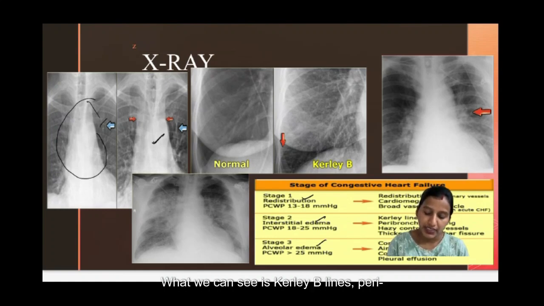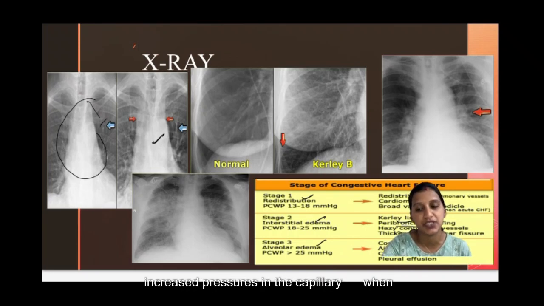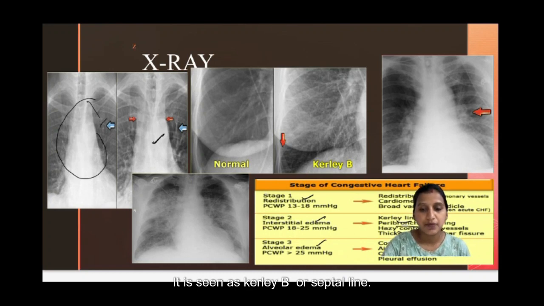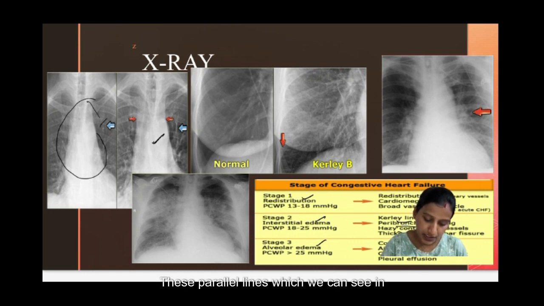In stage 2, what we can see is curly B lines, peribronchial cuffing, hazy contour of the vessels, and thickened interlobar fissure. Basically, stage 2 is characterized by fluid leakage into the interlobular and peribronchial interstitium as a result of increased pressures in the capillary. When fluid leaks into the peripheral interlobular septa, it is seen as curly B or septal lines. As seen in this image, these parallel lines which we can see in the peripheries are the curly B lines.